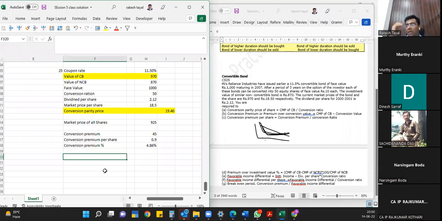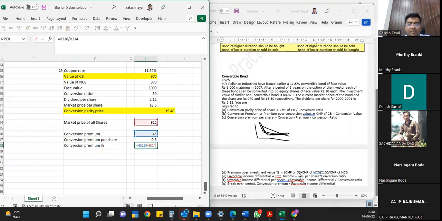Now what is the conversion premium per share we have done? Sir, how did you calculate this conversion premium percentage? Yeah, so this is calculated as the CMP of CB, which is 970 minus 925. 45 will be the conversion premium divided by market price of all shares 925.